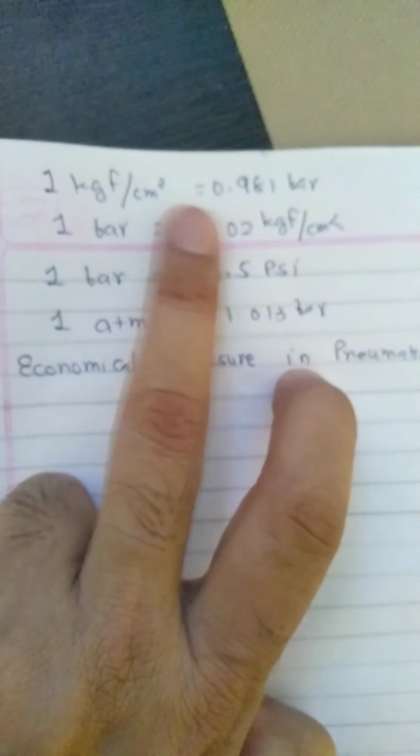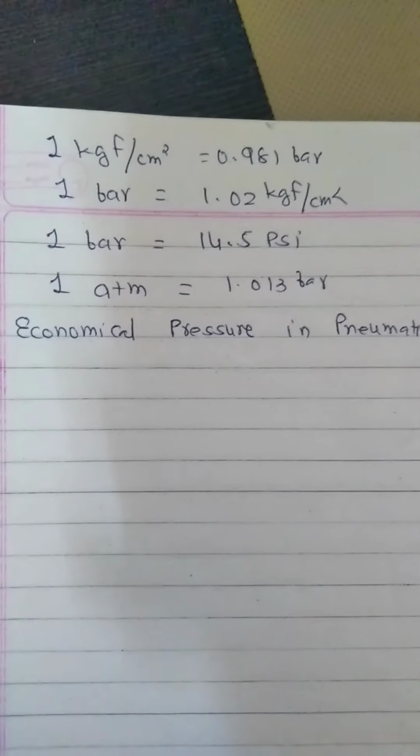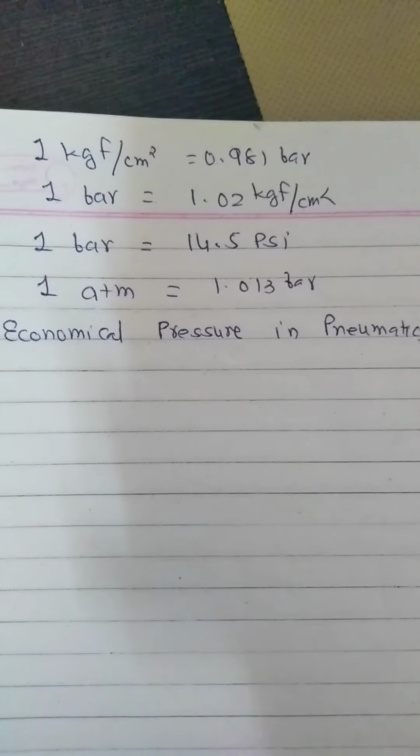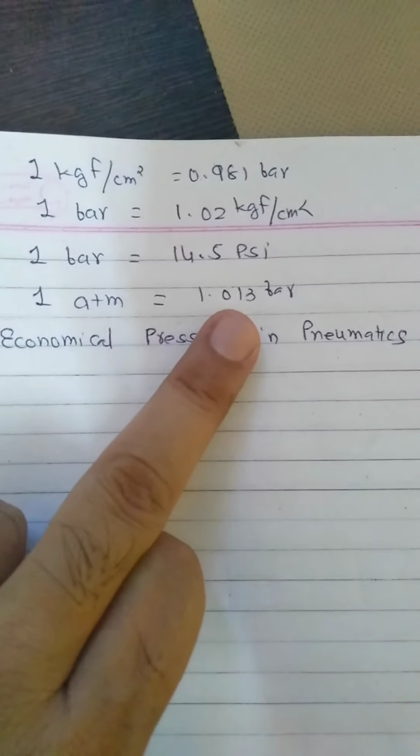The other units are: 1 kilogram force per centimeter square, which is equal to 0.981 bar. 1 bar is equal to 1.02 kgf per centimeter square. Then 1 bar is equal to 14.5 psi. 1 atmosphere is equal to 1.013 bar.